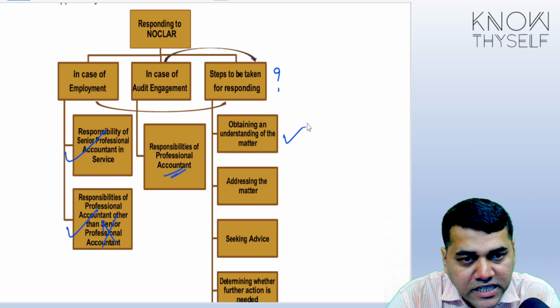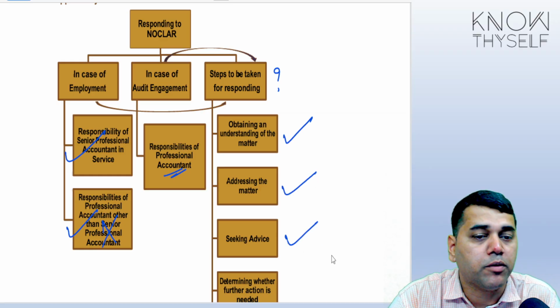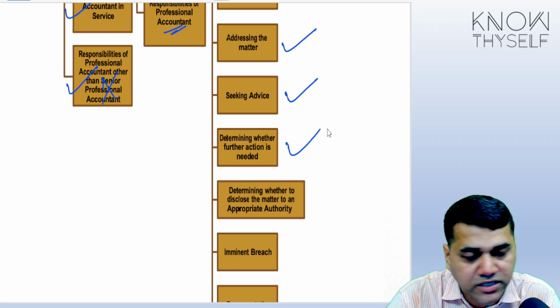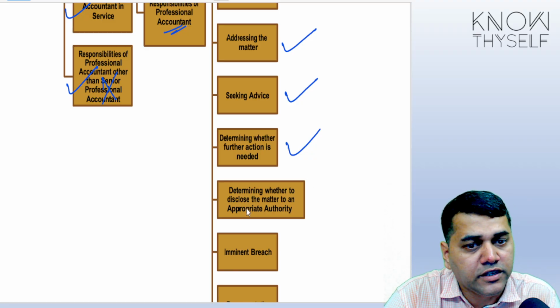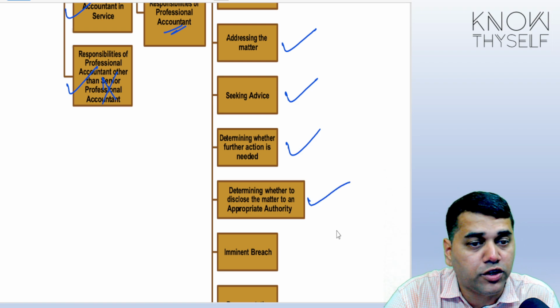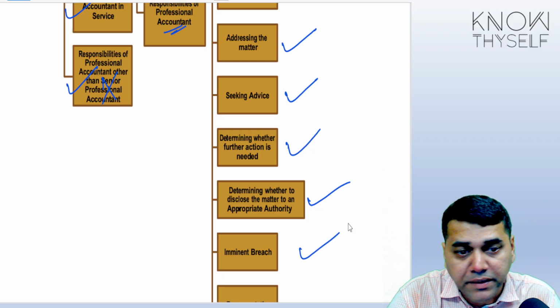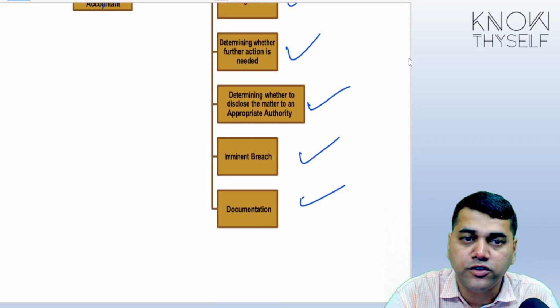One, obtain an understanding of the matter, address the matter, seek appropriate advice from the management, legal counsel, whatever, and decide your further action. They didn't tell you what to do; you have to decide. You have to talk to your lawyers and determine whether you have to disclose to the appropriate authority. Are you barred from telling that? Imminent breach to stop, and finally you document. So these are all the points you may have to write.